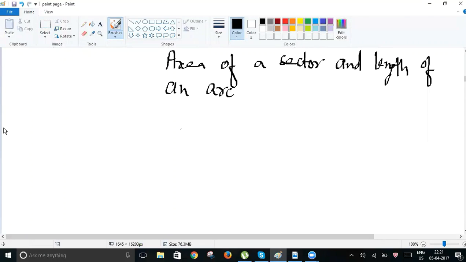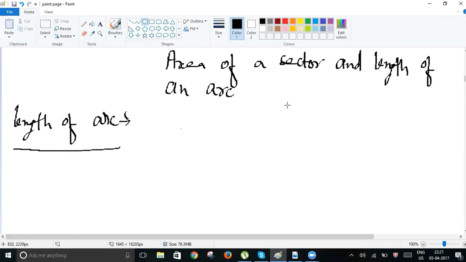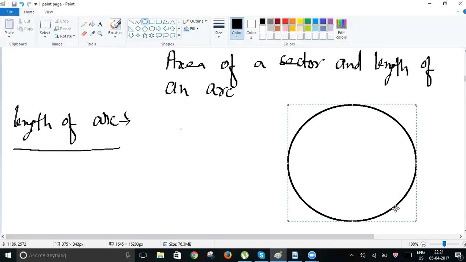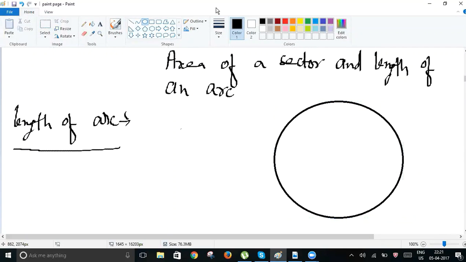is the area of a sector and the length of an arc. We will discuss length of arc first.